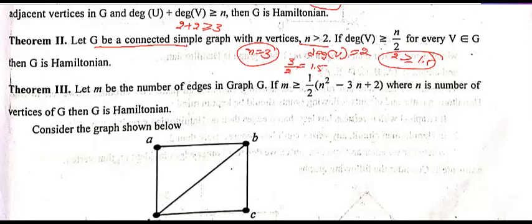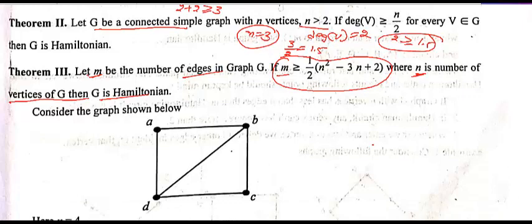So here is another important result. This is a very, very useful result. And what is m? Here m is the number of edges in a graph, and n is the number of vertices in a graph G, and G is a Hamiltonian graph. Okay, this is given. Now this result is always true, and you can verify from here also. So there is one graph, so you can verify.